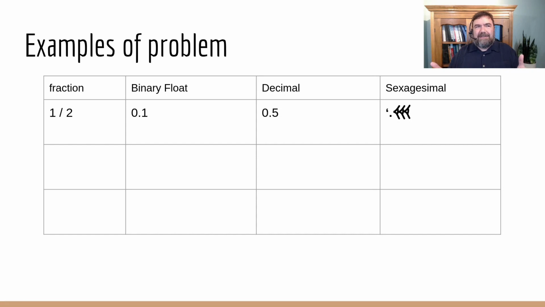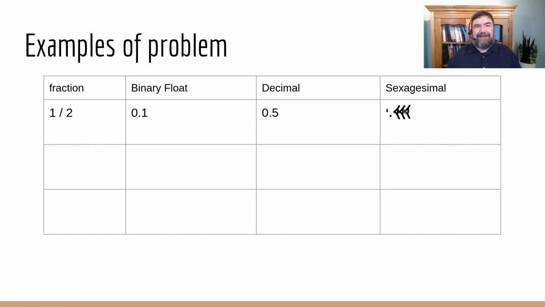Here's a base example that works out pretty well for everything. We've got a fractional number, 1 over 2. In decimal, of course, we know that equals 0.5. In binary, we're going to use a fraction point here as if we would normally do that. Now, I'm fully aware that we don't store floating point numbers in a 0.1 format internally, but just for seeing it visually, we'll keep it in this format. So 0.1 in binary is a half. And in sexagesimal, it is this thing, and I'm not going to try to pronounce it.